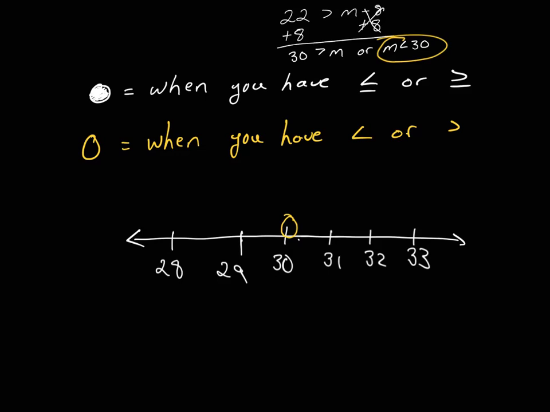Now I just need to figure out, I need to draw an arrow, and I got to figure out which way I need that arrow to go. Does it go left, or does that arrow go right? Well, in this case, all of our answers are going to be less than 30 because m has to be smaller than 30. And so I'm going to draw my arrow going to the left, meaning that all of the numbers smaller than 30 are solutions. And now I've graphed my answer.